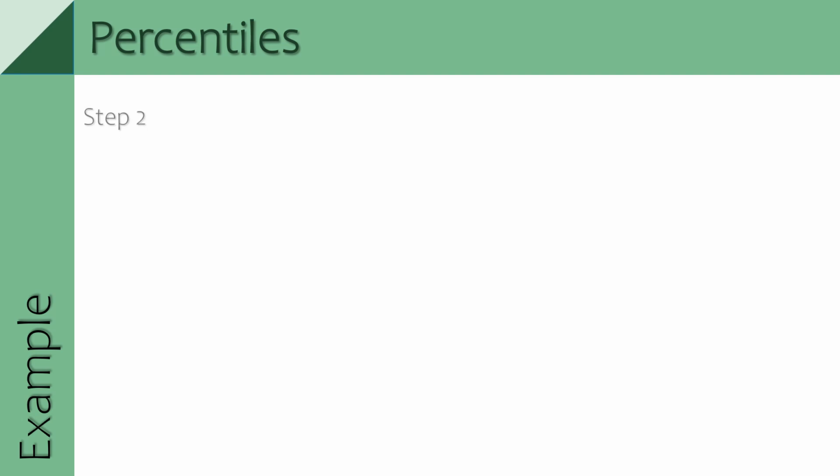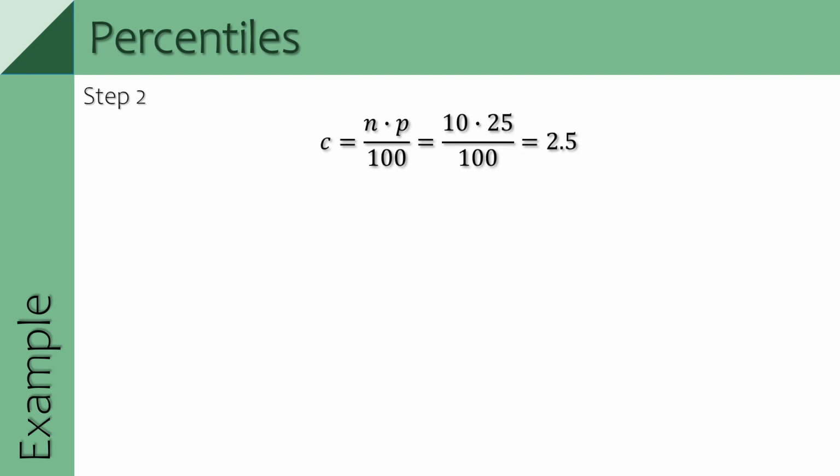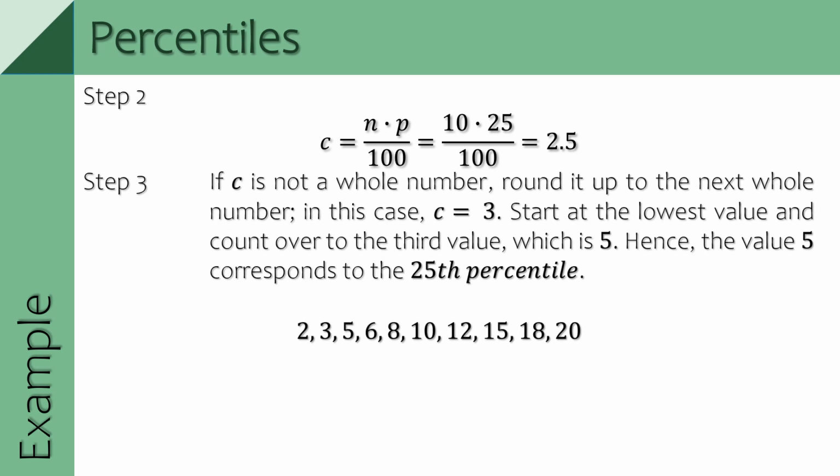Okay, so substitute all the given. We have 10 multiplied by 25 over 100 and that is 2.5. Okay, so sabi rito, if C is not a whole number, round it up. Again, round it up. I-round natin siya pataas to the next whole number. In this case 3. So in this case this is 2.5, so pag sinabi natin round off natin yan, okay, so that is 3.